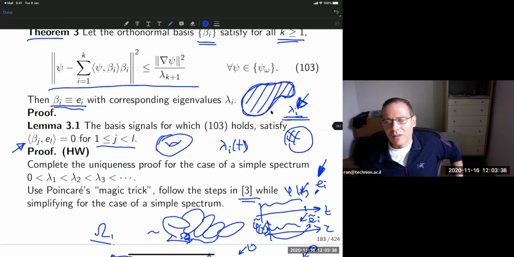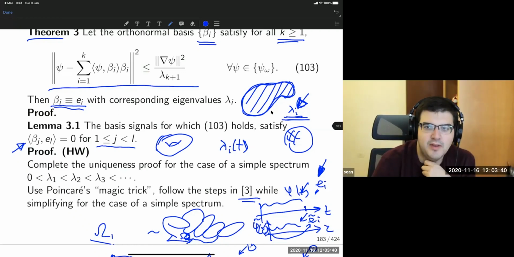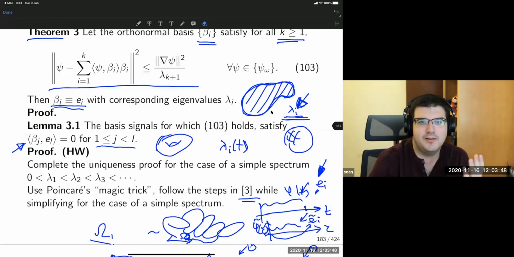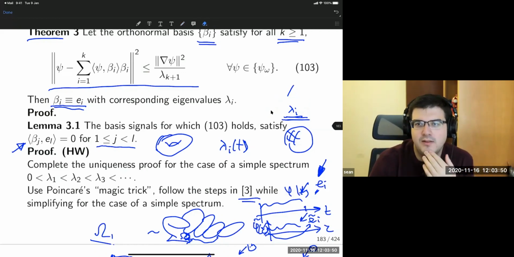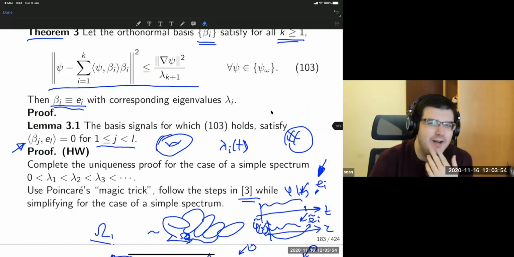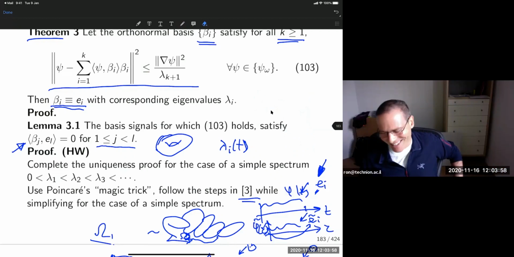More? Nice. Maybe I missed something, but we showed that the e_i's are the optimal and unique basis. Where did we say that e_i is the Fourier basis? We didn't. Okay, we will. We'll prove it. This is the easy part.